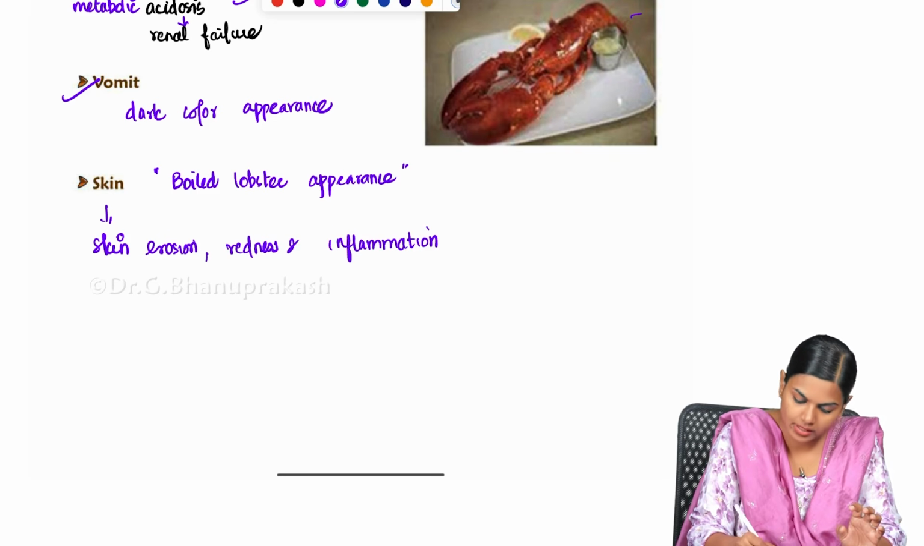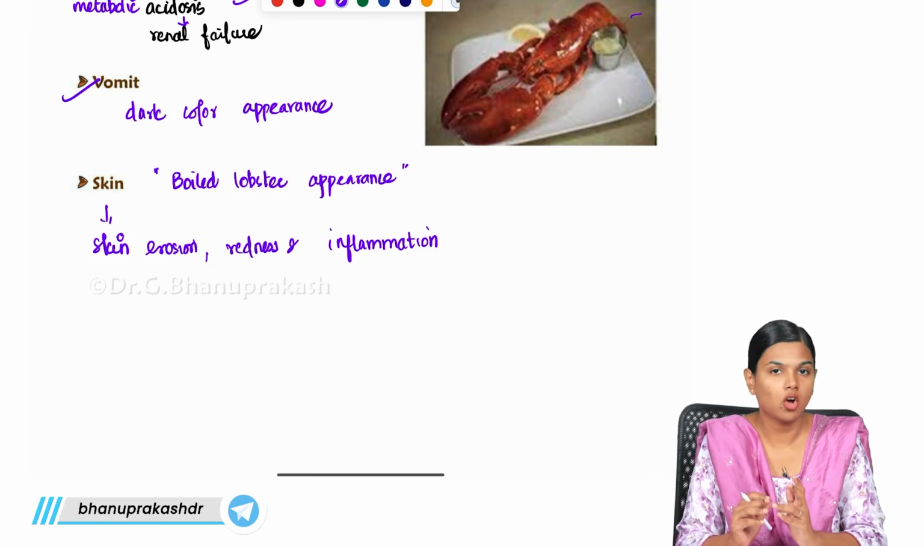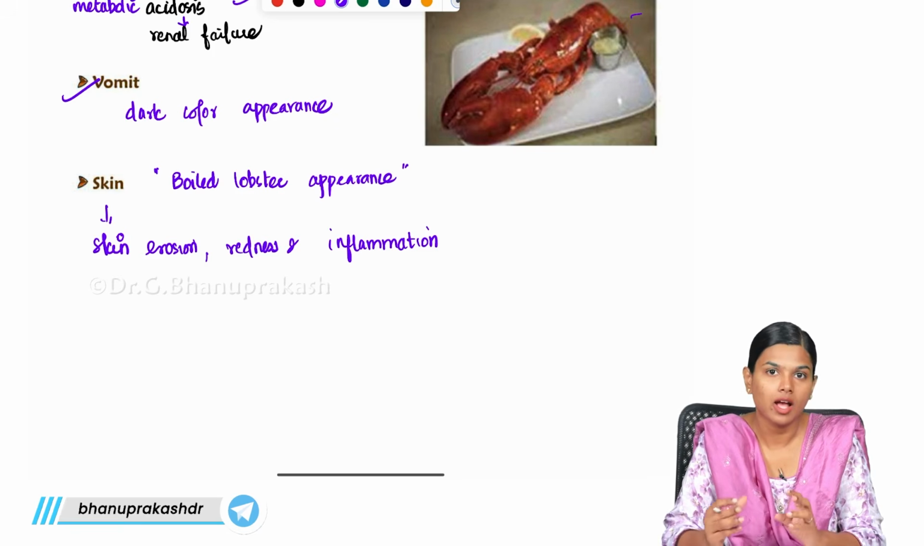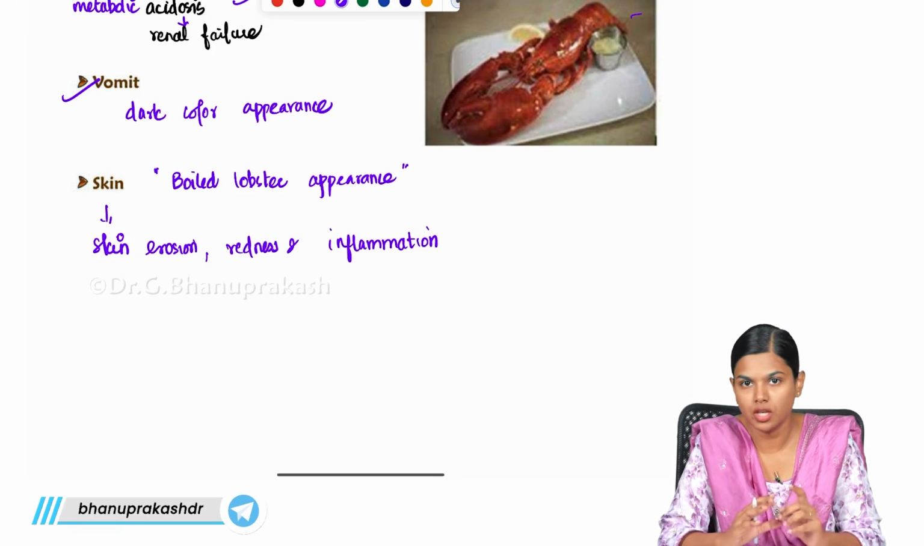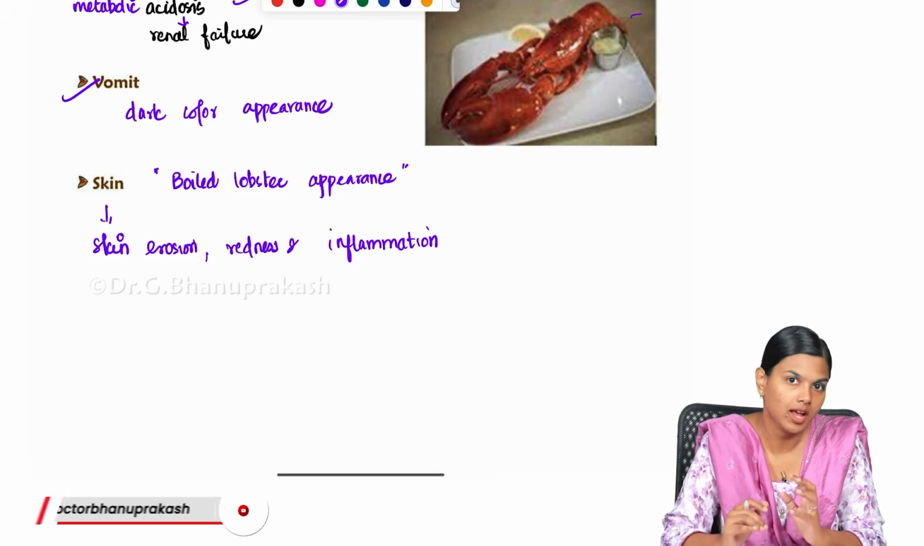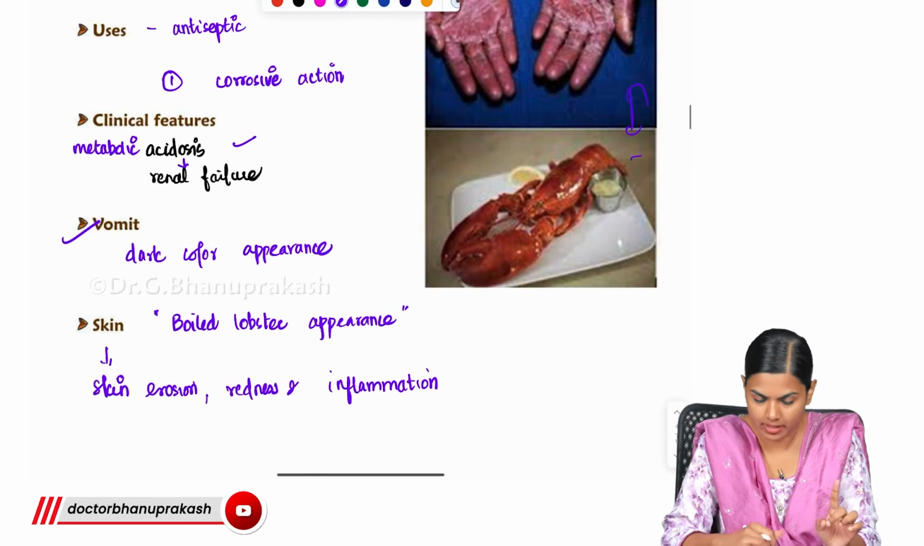So with boric acid, you can expect to see this boiled lobster appearance, dark color vomitus, and erosion of all the oral mucosa. Apart from that, you can also see metabolic acidosis and death by renal failure. This is how boric acid presents, and boric acid was used as an antiseptic in the ancient period. So this is one mineral acid.